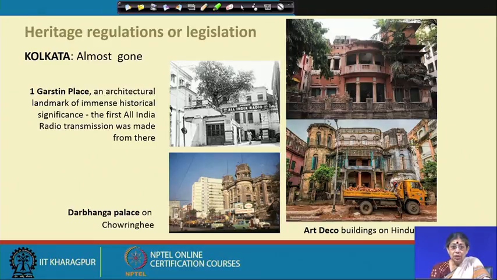But apart from this monument, there are also other structures which give an identity and significance to various parts of Calcutta, and I am sure it happens in other cities of India. For example, there is an area in the southern part of Calcutta with a lot of Art Deco buildings on Hindustan Road, which are getting demolished.